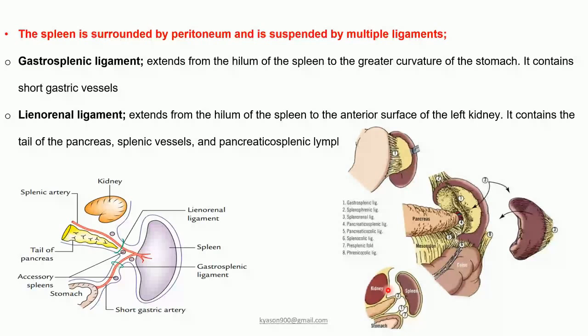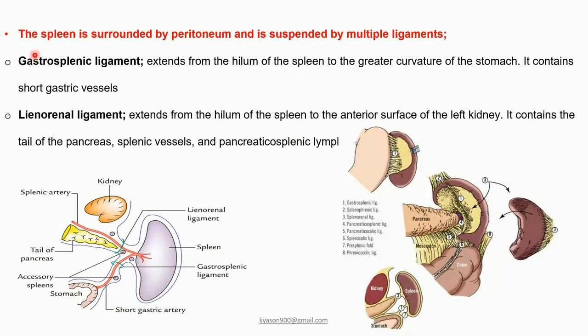It's going to be containing, of course, the tail of the pancreas, as we explained in the previous session. The tail of the pancreas is going to be within this ligament. The splenic vessels, the artery and the vein, they are going to be within this ligament. And the pancreatic or splenic lymph nodes, those lymph nodes that drain lymph from the spleen, they are going to be within this ligament.